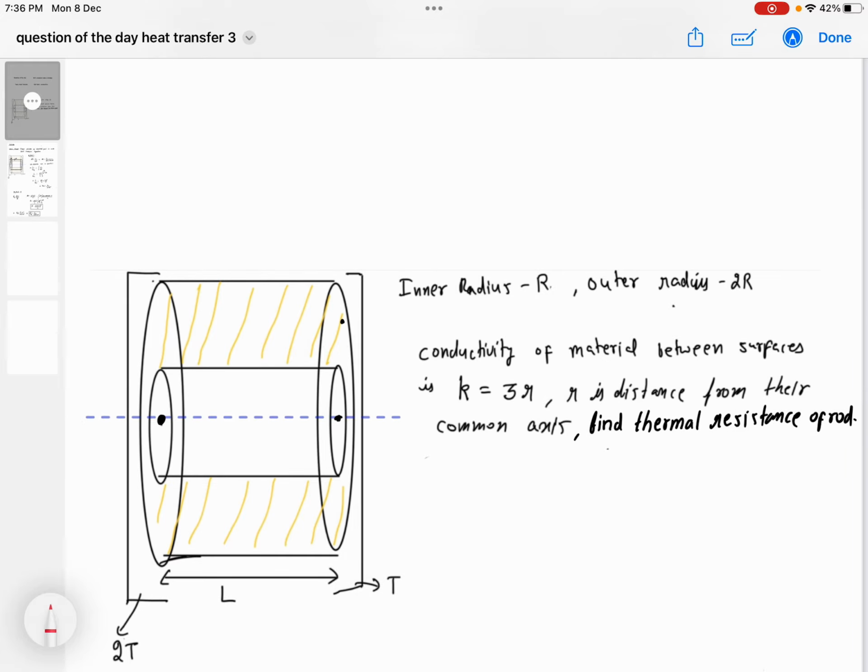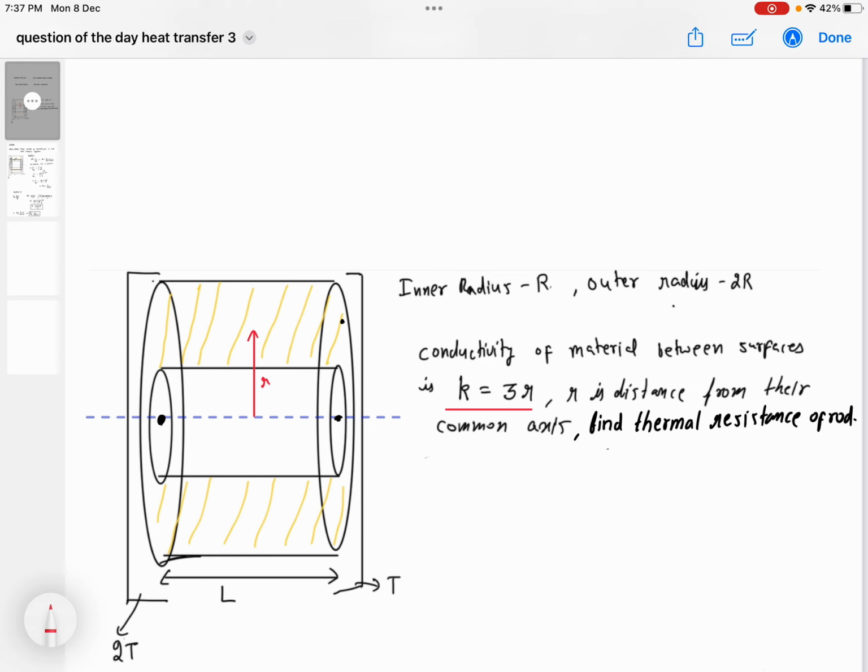So there is a rod having inner radius r and outer radius 2r. From inside it is hollow. Now the conductivity of the material between the surfaces is given by k = 3r, where r is the distance from their common axis, at any distance r. So we can say we have two cylindrical shells with some material inside, having thermal conductivity k = 3r, right? And we need to find the thermal resistance of the rod.